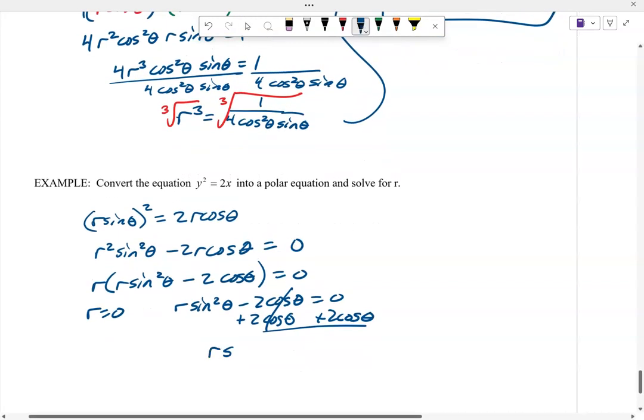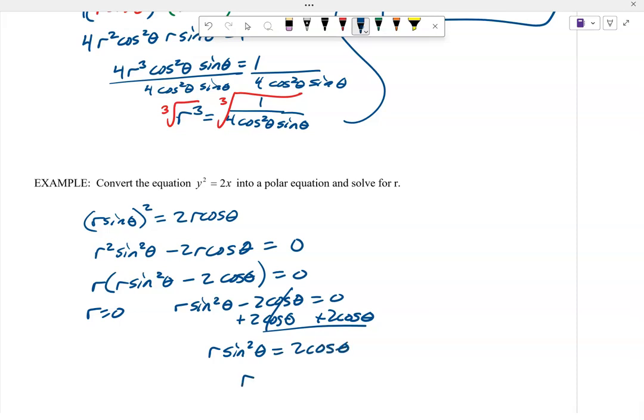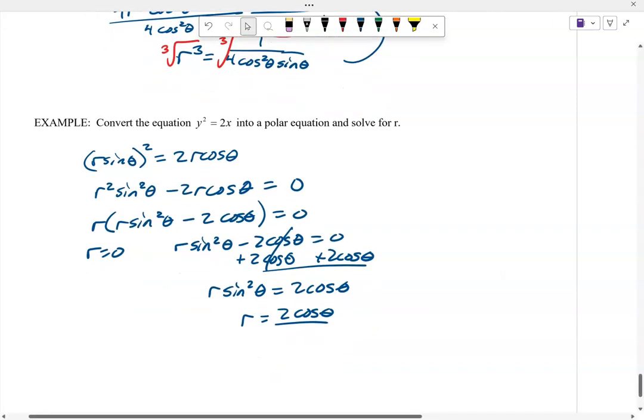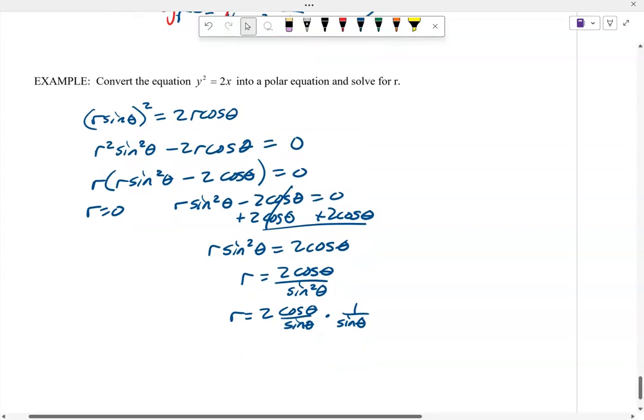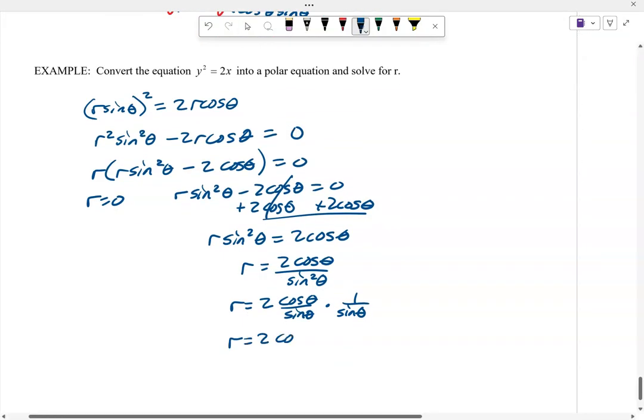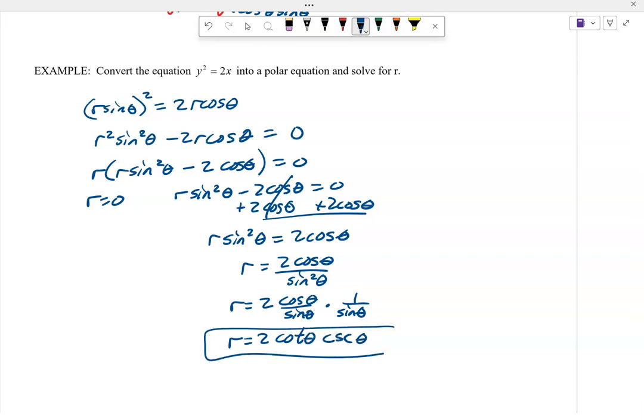I've got r sine squared equals 2 cosine. Now let me divide both sides by sine squared. So 2 cosine over sine squared. In other words, let me write that as cosine over sine times 1 over sine. So I have r equals 2 cotangent cosecant theta, and there it is. r equals 0 and r equals 2 cotangent cosecant theta.